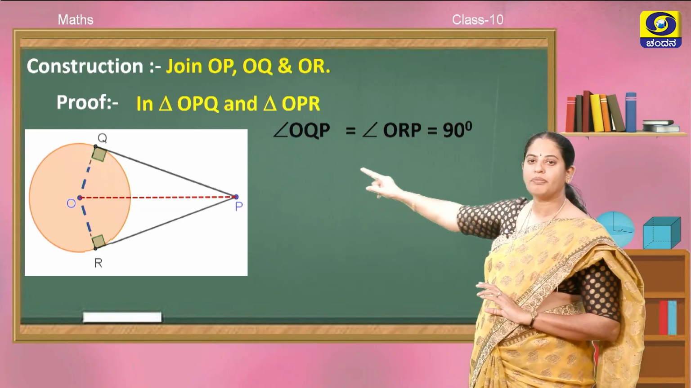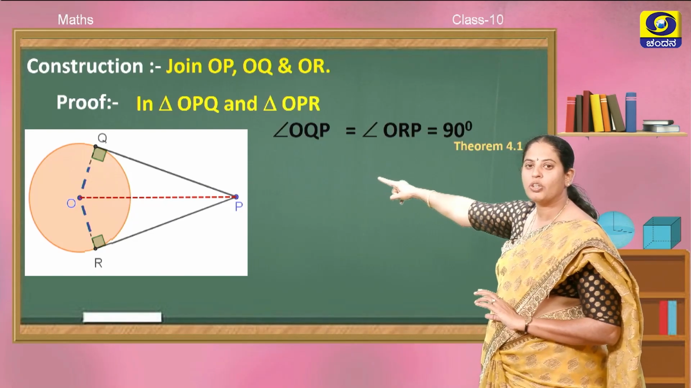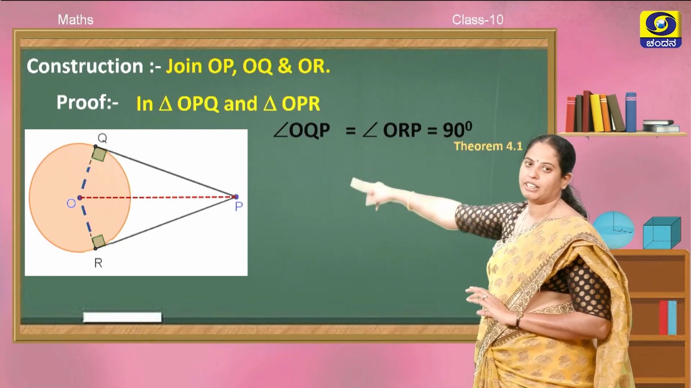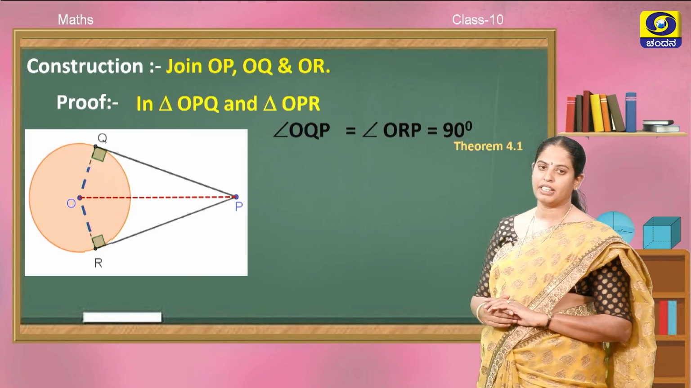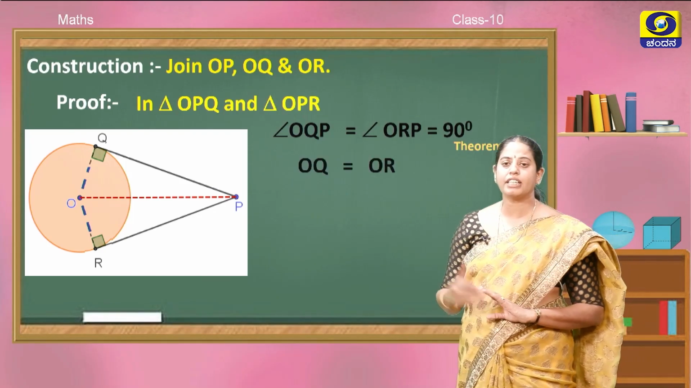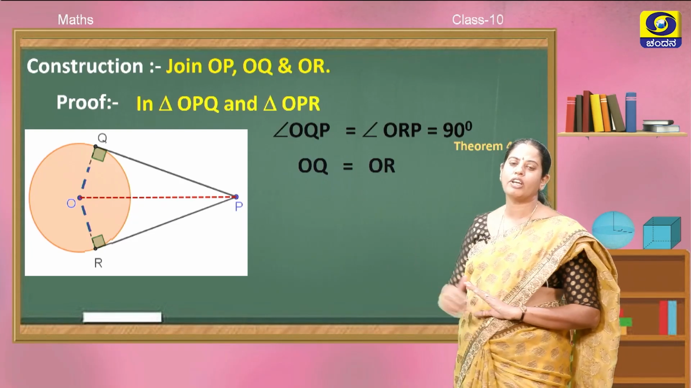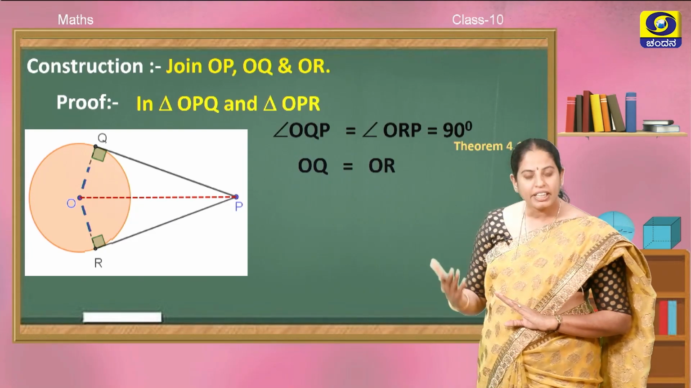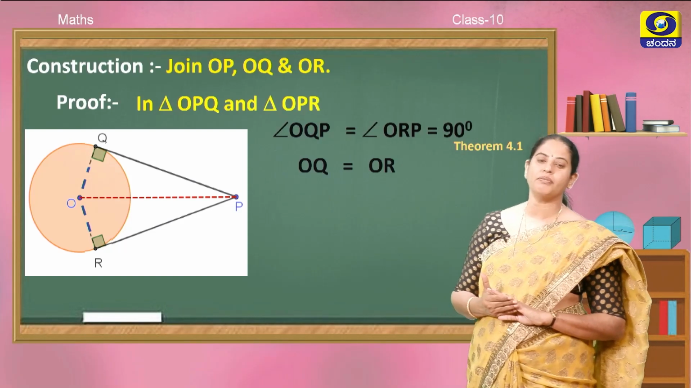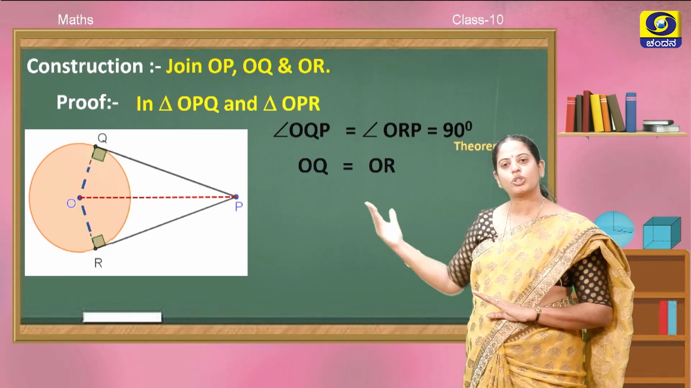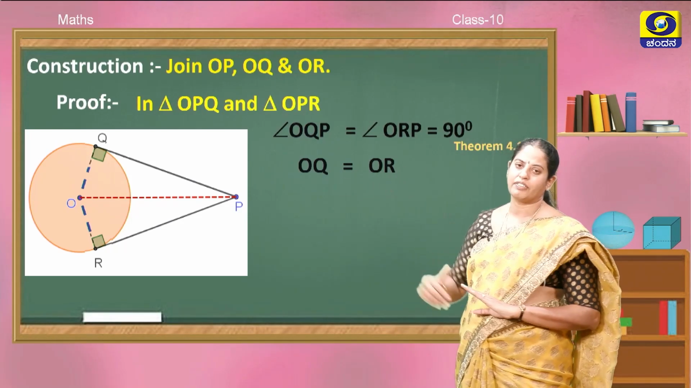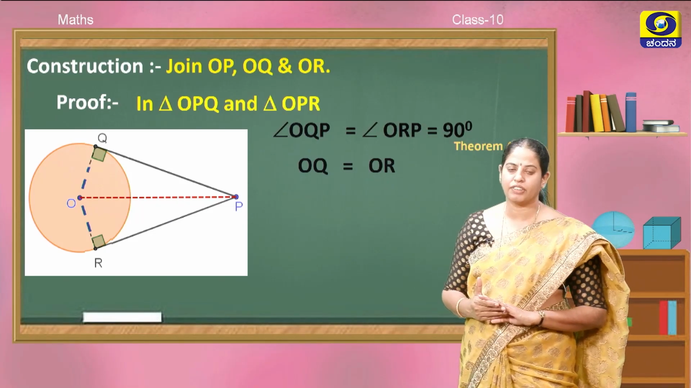With the help of theorem 4.1, we are showing that these two angles are 90 degrees. Then what is the other thing that we know? OQ equals OR. Why are OQ and OR the same? They are the radii of the same circle. Hence, those two are equal. OQ and OR are equal.